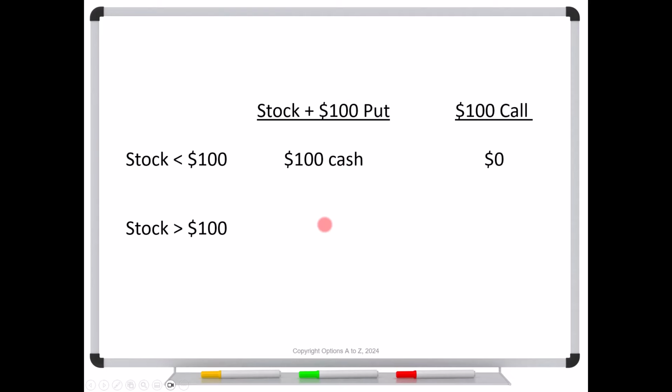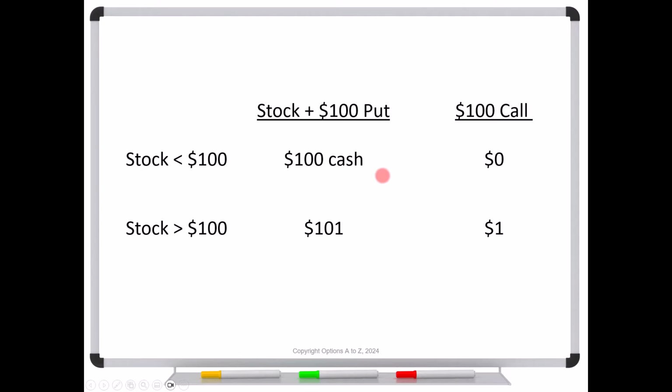So let's just say the stock is at 101. This trader's portfolio or position is worth 101. What's the $100 call worth with the stock at 101? It's worth $1. So you'll notice that they don't equal. We've got a $101 value on the left, but we have a $1 value on the right. So we're saying, well, why do we call these synthetic equivalents? Because they're not really the same.